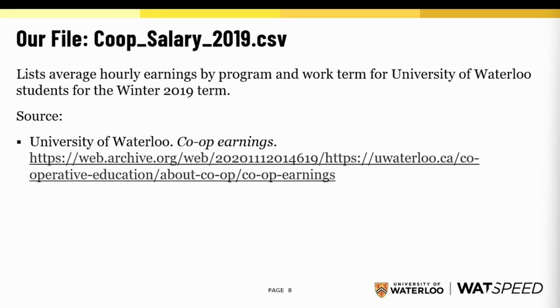Let's take a quick look at the data. You'll find the data in Co-op Salary 2019.csv, and this will list the average earnings by hour by program and work term for University of Waterloo students for the winter 2019 term.